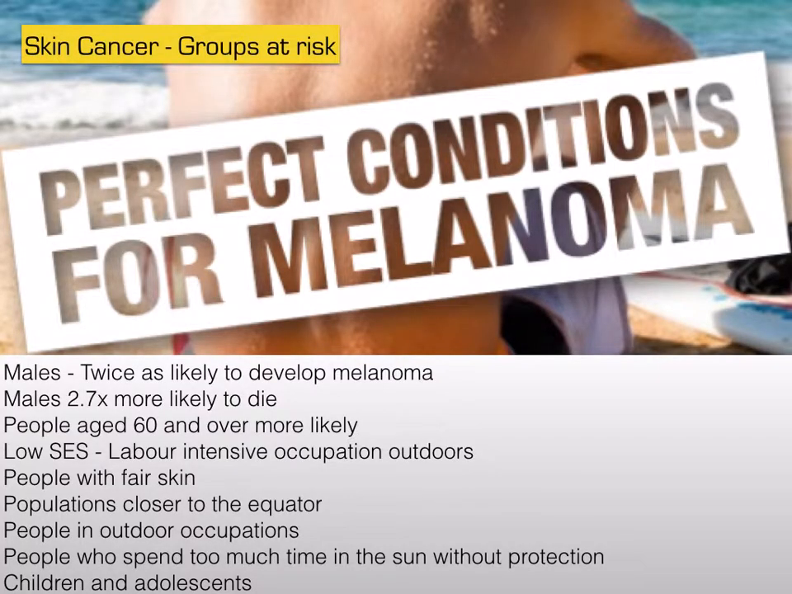In terms of the groups at risk of skin cancer, males are twice as likely to develop melanoma, and they're 2.7 times more likely to die from melanoma. People aged 60 and over are also more likely to develop a melanoma or a skin cancer. Low SES due to labour-intensive occupations, which may be outdoors. People with fair skin, populations that are situated closer to the equator, people in outdoor occupations, people who spend too much time in the sun without protection, and of course children and adolescents are at risk because those first 15 years of life are crucial and can lead to skin cancer if someone has spent too much time in the sun over that time.